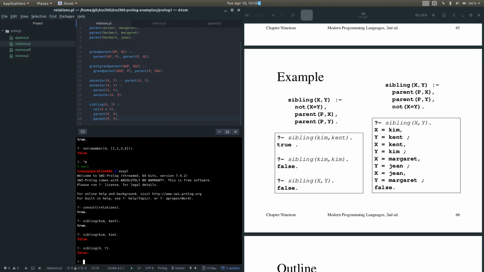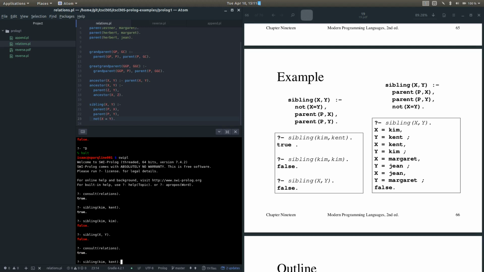So the problem here is that in reality, what we might want to do is adjust the order of sibling such that not comes after all the parent relationships, and then we might be able to see a potential component to this. So let's go ahead and reconsult this. Let's see, can I find? Yeah, there it is, sibling(X, Y).